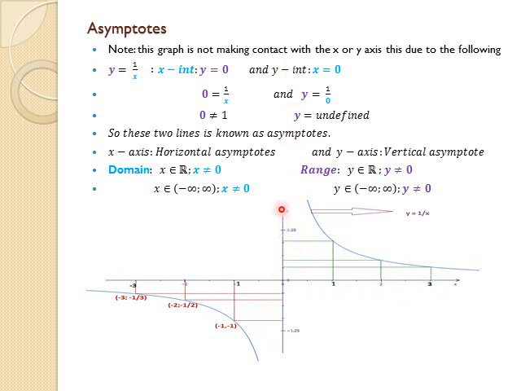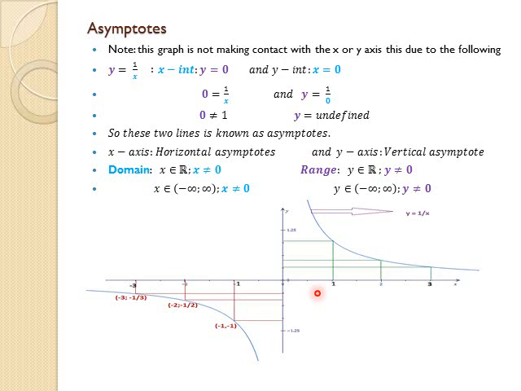Say y-intercept, meaning where does it touch the y-axis? I'm going to say x equals 0, y equals 1 over 0, so y is undefined. So therefore it cannot make contact with the y-axis as well. Right, now these two lines are called my asymptotes: the x-axis as a horizontal asymptote and my y-axis as a vertical asymptote.